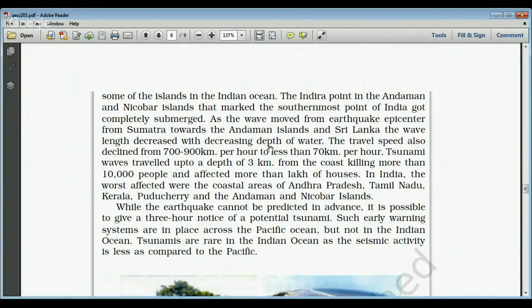And as soon as a wave enters inside the coast, its speed will be decreased.